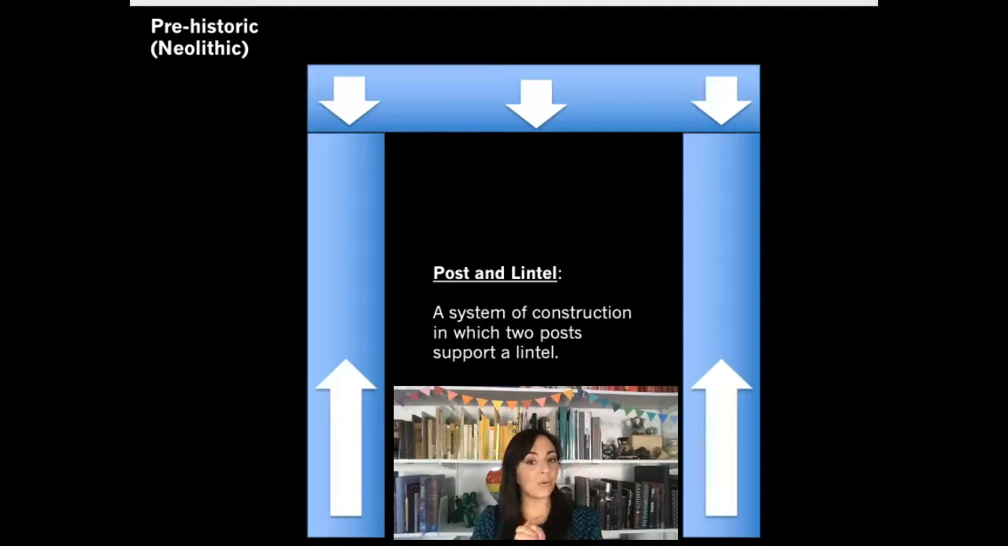This is the oldest system of construction for humans. And it's the same construction you use when you're making your Lego houses. If you want to make a doorway, what do you do? You get them, pop, then you put that one on top. You were just using post and lintel construction to make your house.